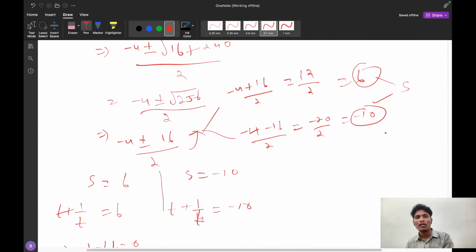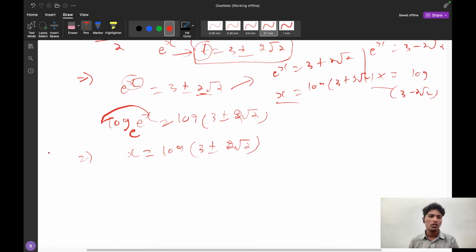So like this you have to solve. Because it is demanding this much. You cannot skip any part here. There is no shortcut for this.